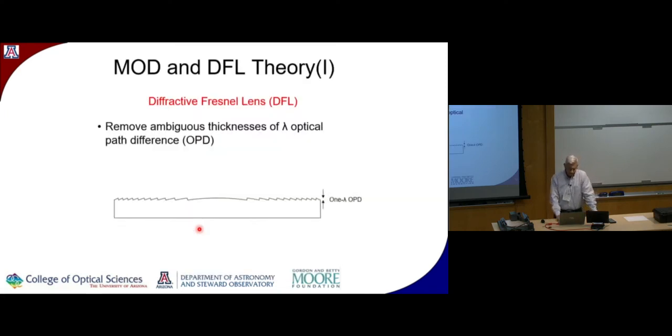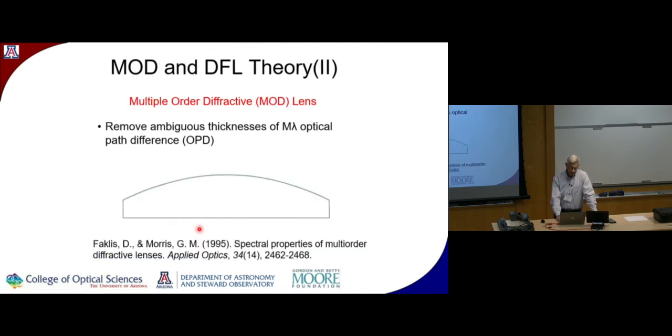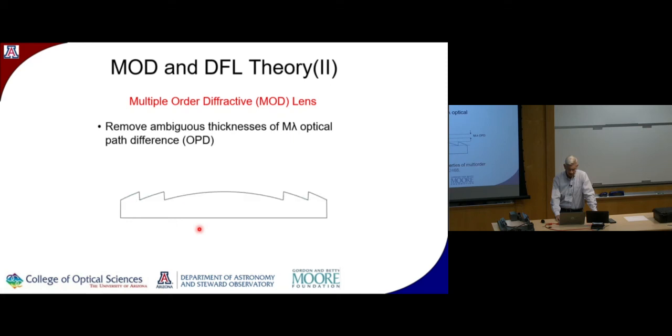So now, what we've done with the diffractive Fresnel lens is make this very thin, very lightweight system with one wavelength of optical path difference surface features. We can do something else. We can make what's called a multiple order diffractive lens by removing not just one wavelength of optical path difference, but a factor of m waves of optical path difference in a similar sort of way. So this is a lens that is kind of a hybrid between a refractive lens and a diffractive lens, and they both have some very interesting properties.